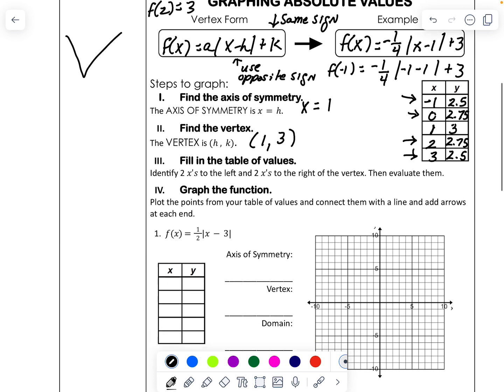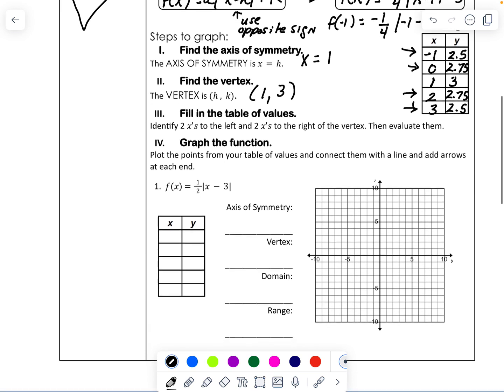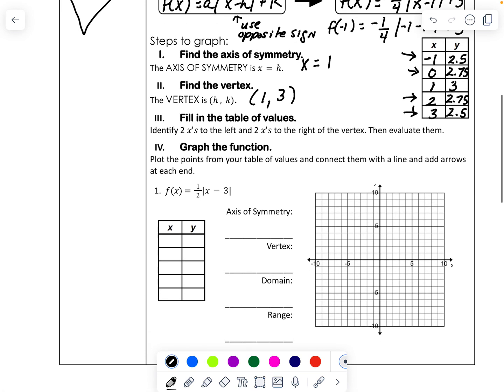then you can graph. So let's do another example here where we graph, and we also come up with the domain and range. So here is my absolute value function. So remember, your axis of symmetry is going to be x equals h. Well, our h in this one equals 3. I don't have a k here, do I? So my vertex is going to be 3, 0. If you don't see it, remember it's 0.